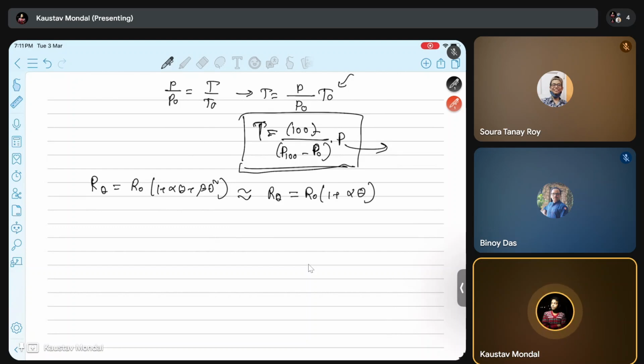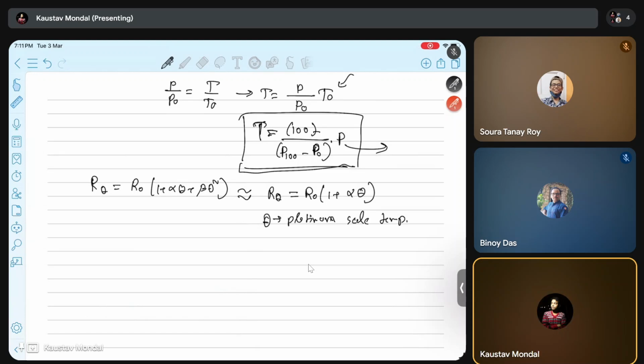Now, this theta is basically known as the platinum scale temperature. That is the temperature that is shown by that platinum wire. So that is known as the platinum scale temperature.